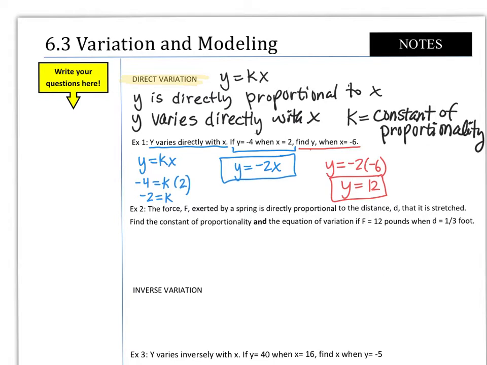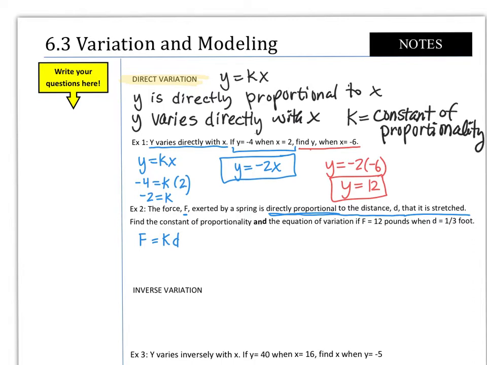Now it applies even if it's not those exact words. Notice how in this next problem, we're talking about force. The force F exerted by a spring is directly proportional to the distance that it stretched. So that means F is equal to kd. This directly proportional represents our k. We're multiplying by something, we just don't know what it is.